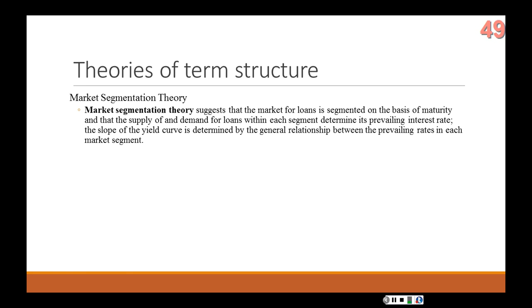So the slope of the yield curve would be determined by the prevailing rates in each market segment. So it could provide evidence for the yield curve to take any direction imaginable. An upward sloping yield curve in this instance would indicate greater borrowing demand relative to the supply in the long-term segment relative to the short-term segment.